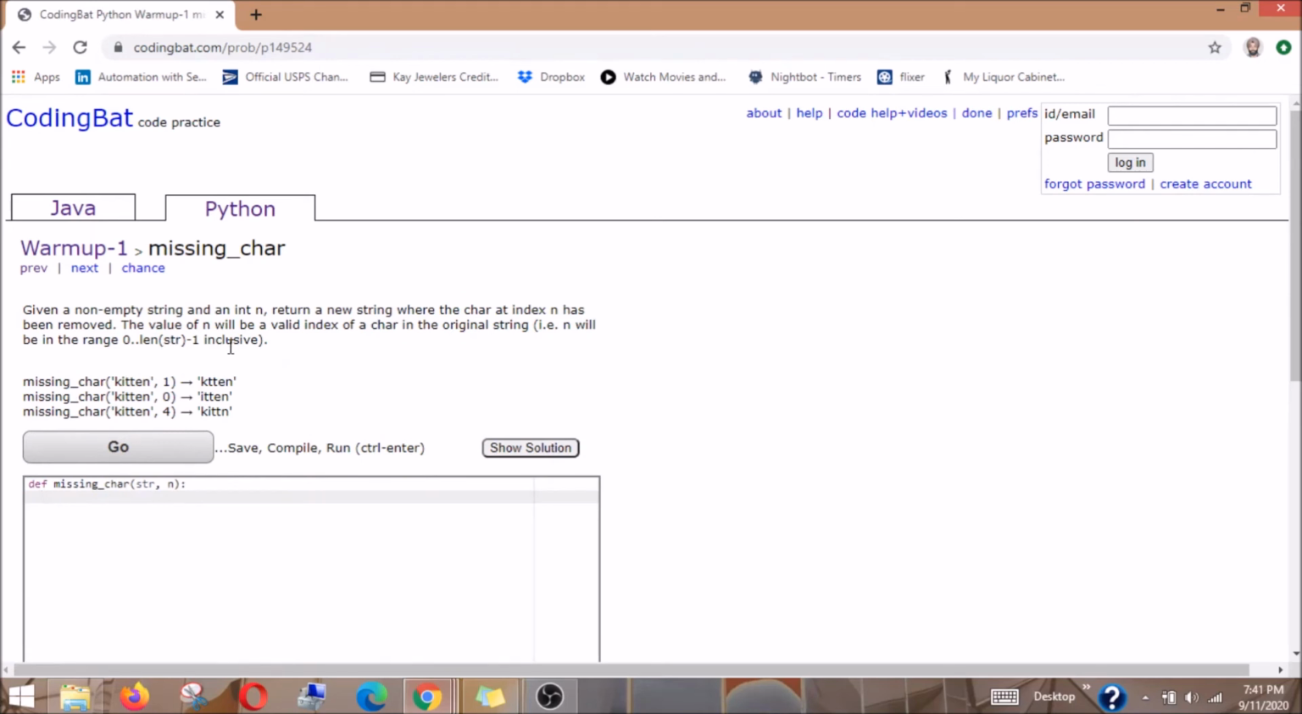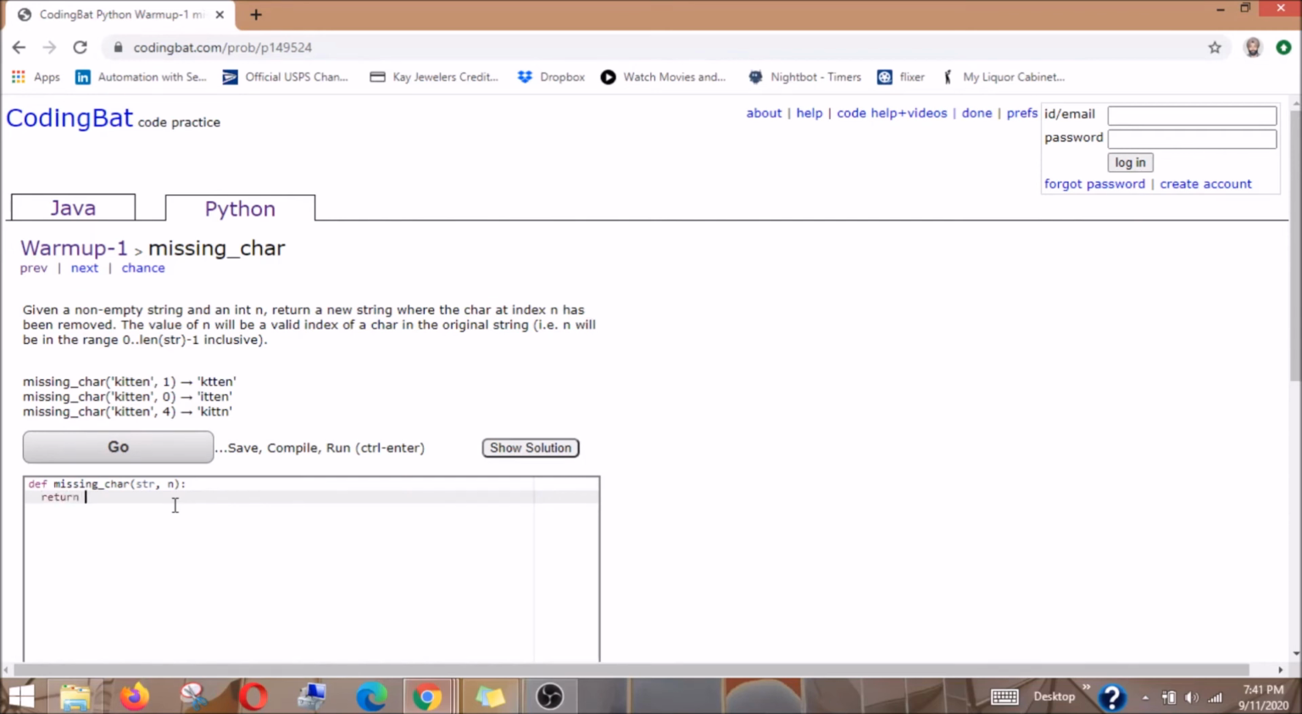Missing character. Given a non-empty string and an integer n, return a new string where the character at index n has been removed. Okay, the value of n will be a valid index, n will be in range from 0 to. So they mentioned that the n that is given to us will always be a valid index. We don't have to verify whether it is valid or not, it is going to be valid. So that's a basic.